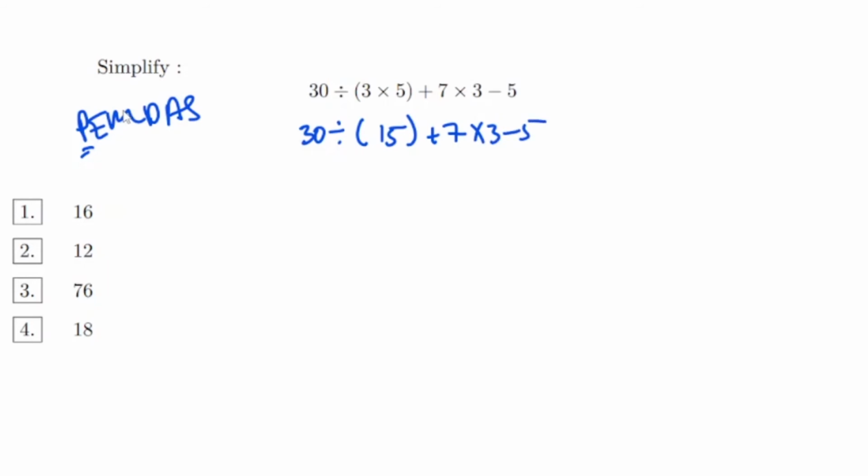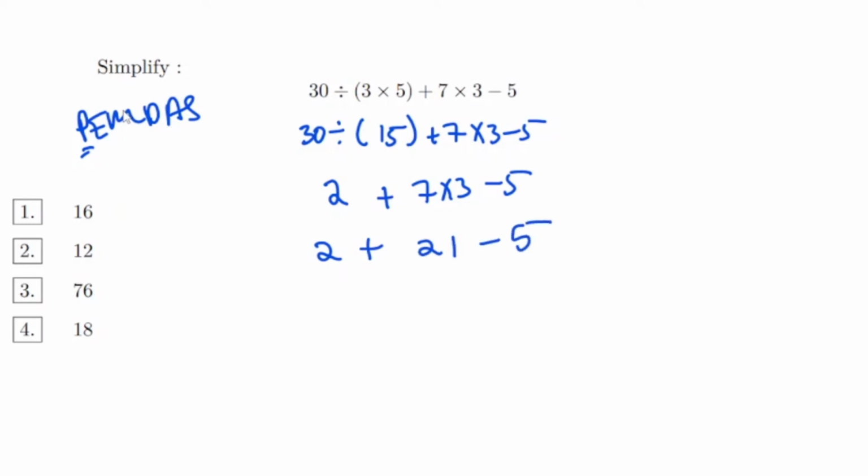Now we just need to work out multiplication and division, working left to right, whichever one comes first. Well, we do 30 divided by 15 first. 30 divided by 15 is 2. So 2 plus 7 times 3 minus 5. And then multiplication takes precedence. So we do 2 plus 7 times 3, which is 21, minus 5.